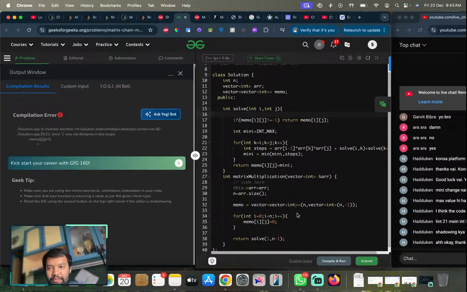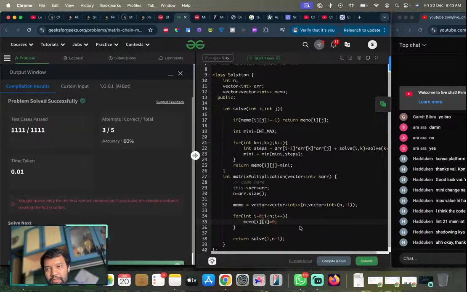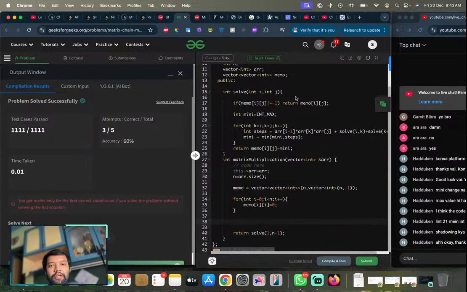Did I do something? Yep, cool. Now for j equals n minus 1, j greater than or equal to 0, j minus minus.